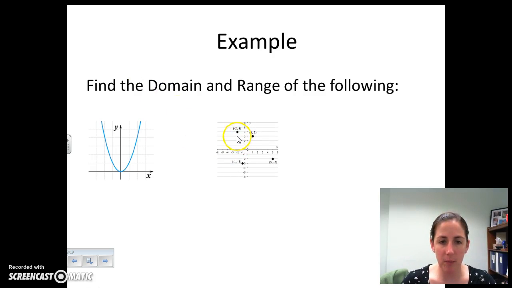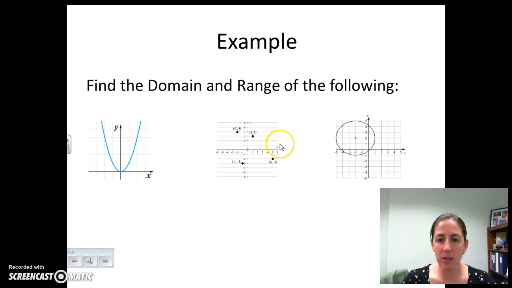This one, for the domain, we would just list the x values, negative 2, negative 1, 1, and 5. The range would be the outputs, 4, negative 3, 3, and negative 2. This last one, this circle, the domain, that's the x values it takes on. It takes on every x value from negative 5 up to 1. And the range is going to be all the y values. It takes on every y value from 1 to 5.